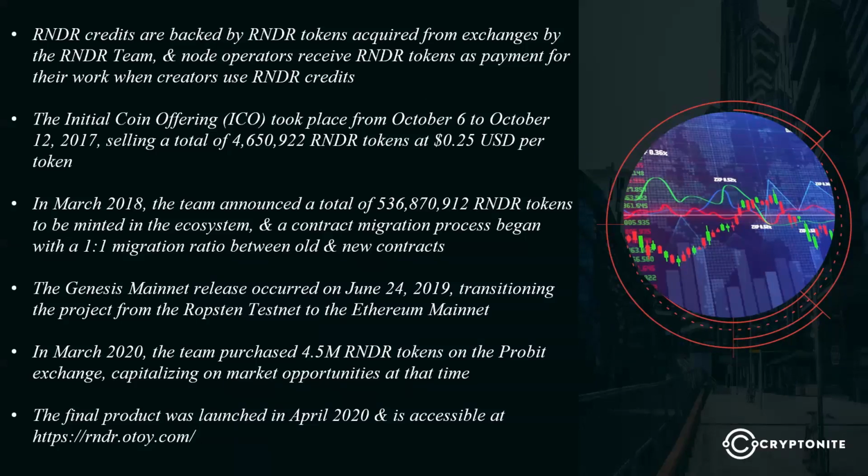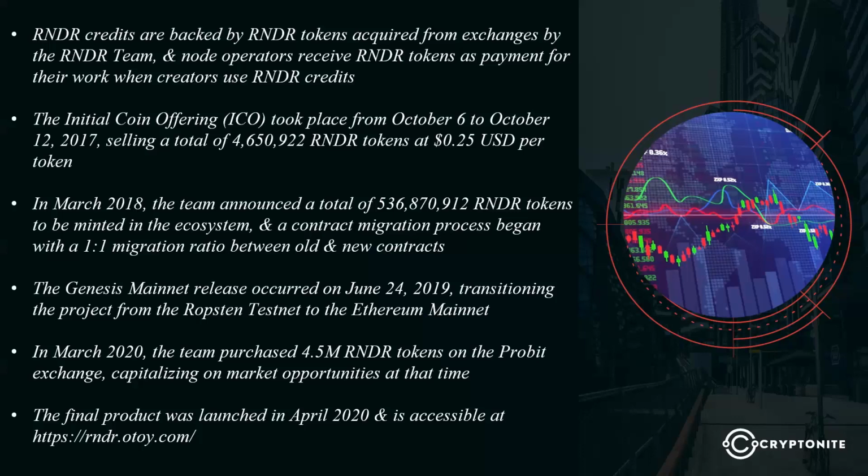The initial coin offering took place around October 6th to October 12th in 2017, and they sold a total of about 4.6 million RNDR tokens at about 25 cents USD per token. In March 2018, the team announced a total of 536 million RNDR tokens to be minted in the ecosystem, and a contract migration process began with a 1-to-1 migration ratio between old and new contracts. The Genesis mainnet release occurred on June 24th, 2019, transitioning the project from the Ropsten testnet to the Ethereum mainnet.